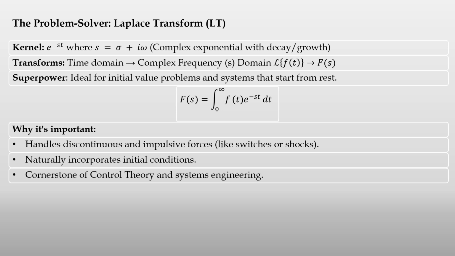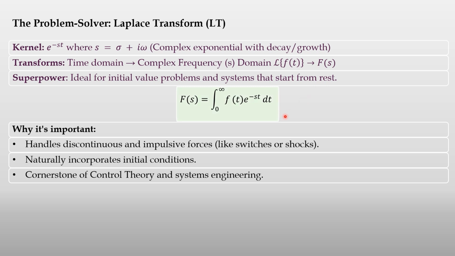Next, we have the quintessential problem solver, the Laplace transform. Its kernel is e to the negative st, where s is a complex number combining growth and oscillation. It transforms from the time domain to the complex frequency, or S, domain. Its superpower is solving initial value problems for systems starting from rest.